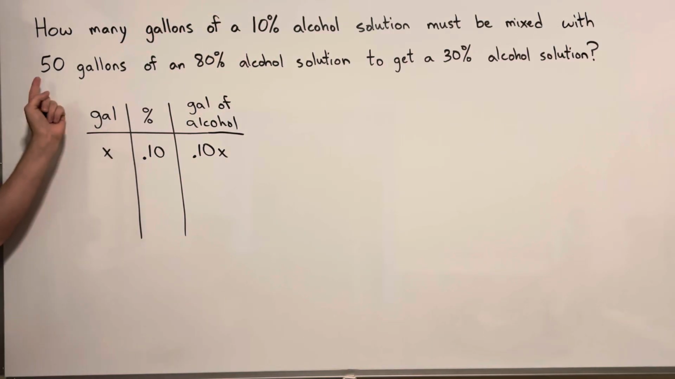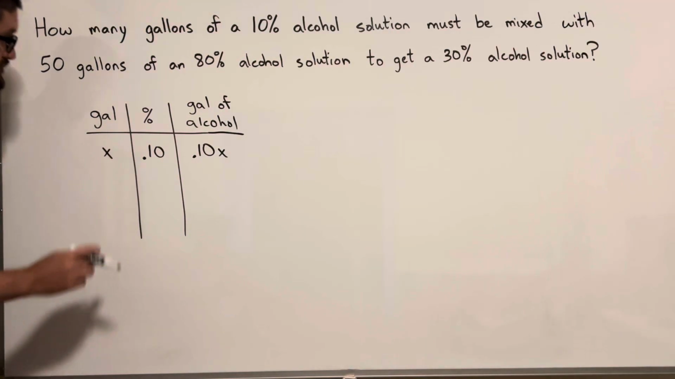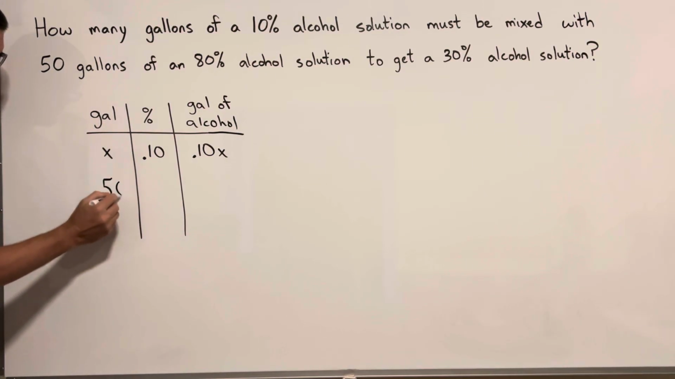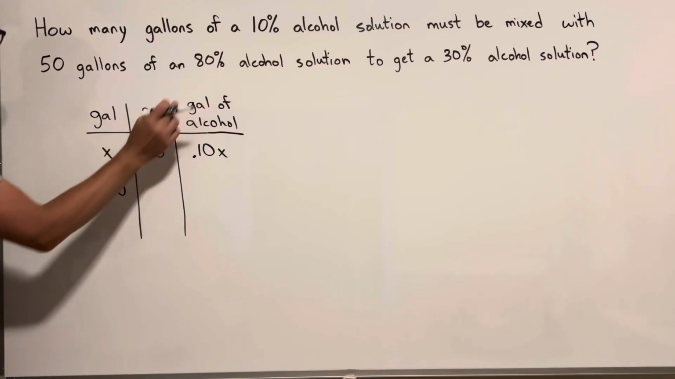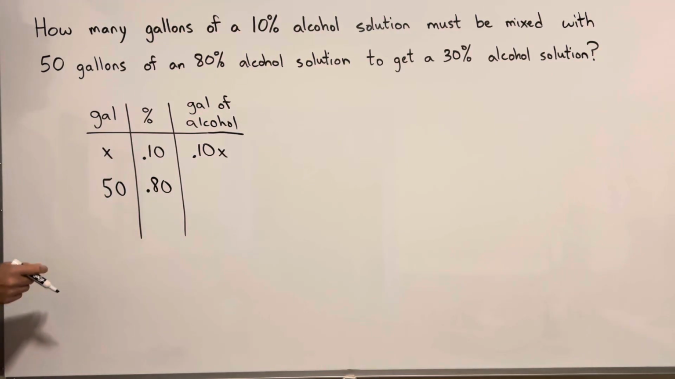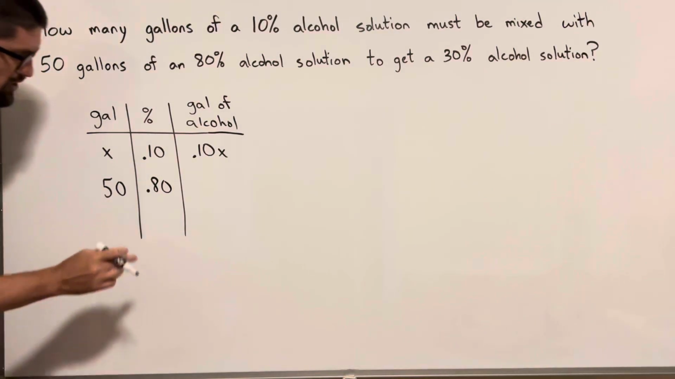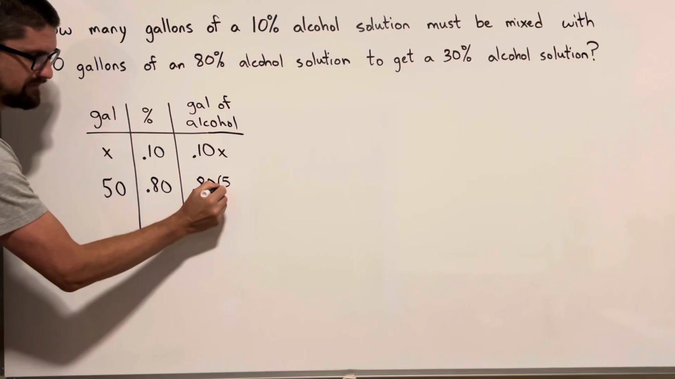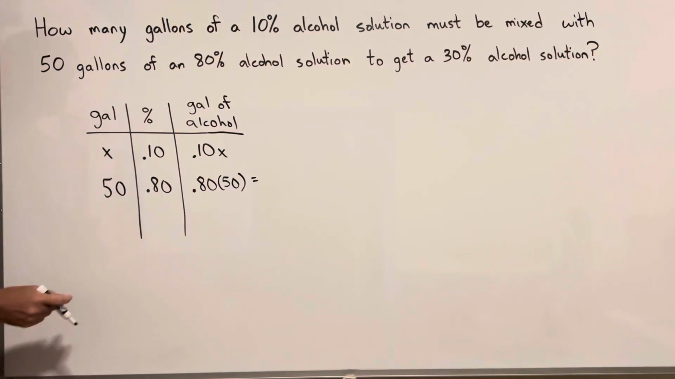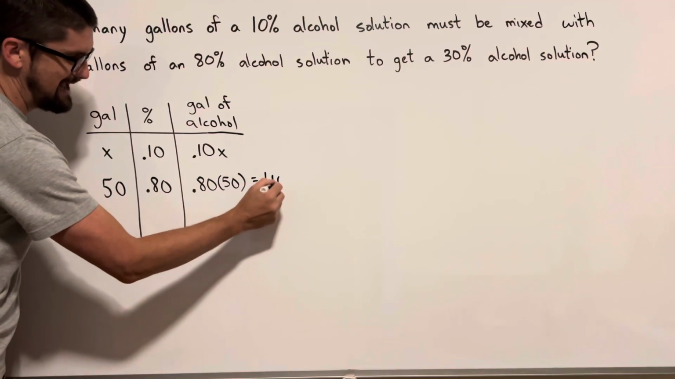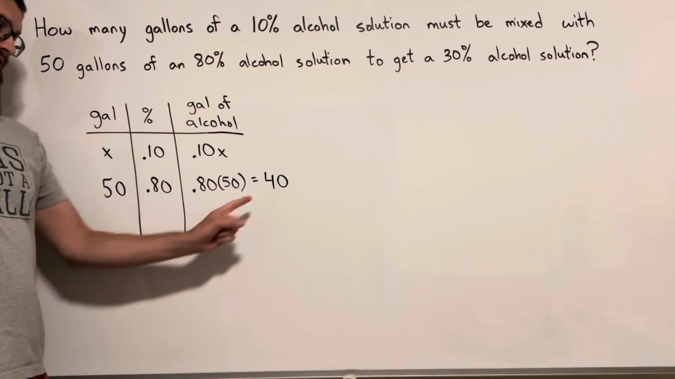Now I'm mixing that with 50 gallons of an alcohol solution, so I do know the number of gallons of the second container. I know the percent. I'm going to change it to a decimal, 0.80. And then to figure out how many gallons of alcohol are in this, I'm going to multiply 80% of 50. Either do that in your head or use a calculator. You end up with 40 gallons. So the second container has 40 gallons of alcohol.